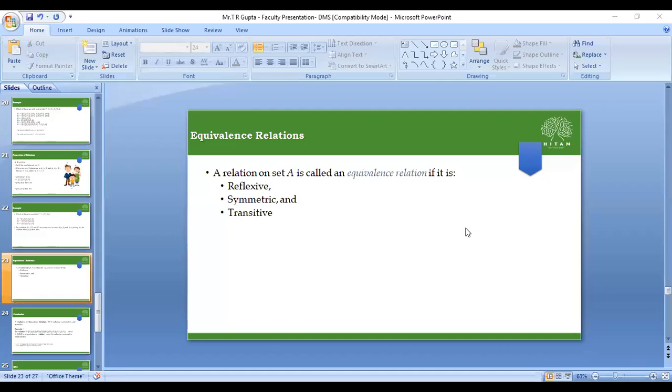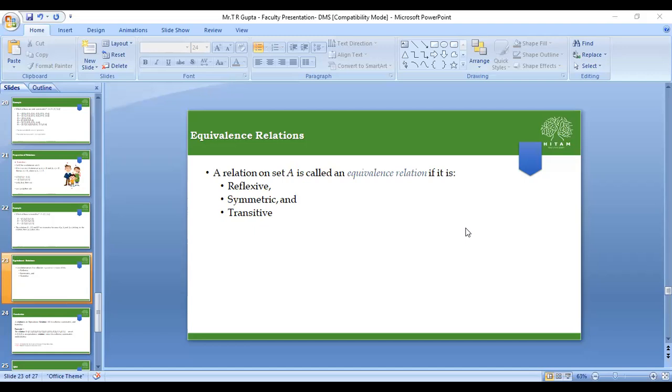So that means we must maintain the relationship between two elements in it. Each and every relation has some properties. So the total 6 properties we have in a relation: reflexive, symmetric, anti-symmetric, asymmetric, and transitive. So these are the different types of relation properties.